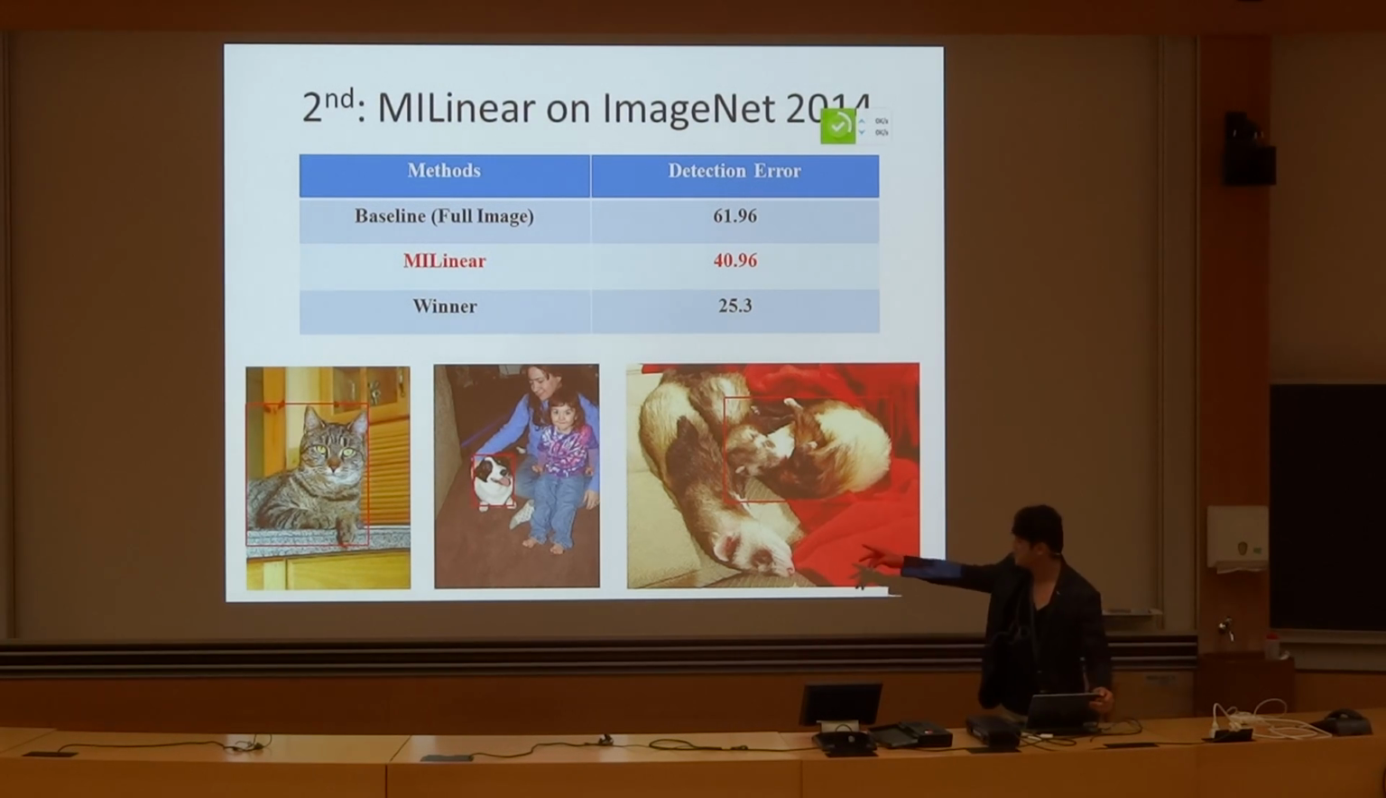Here are some of the weakly supervised localization results. You can see the first one is a cat and the second one is a dog. It can localize very accurately, I think. This one, I forgot what this thing is. Maybe you can guess. Sorry, I forgot that.